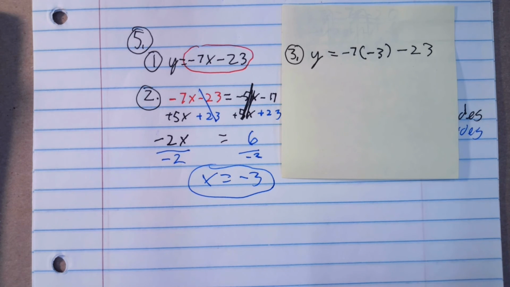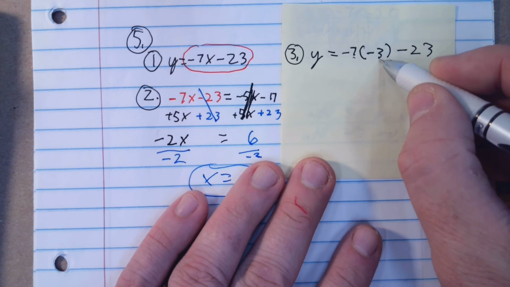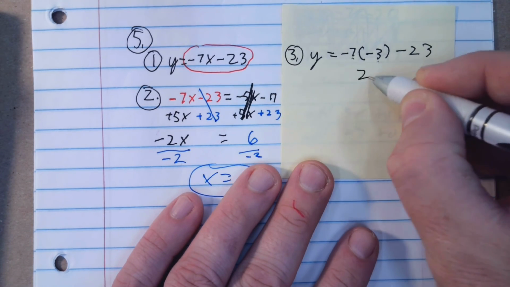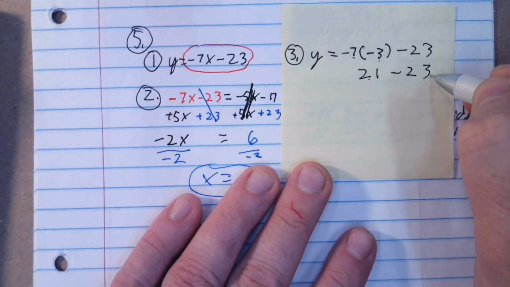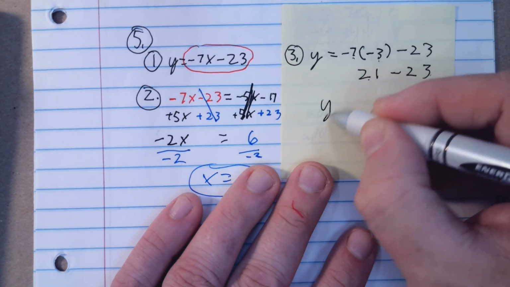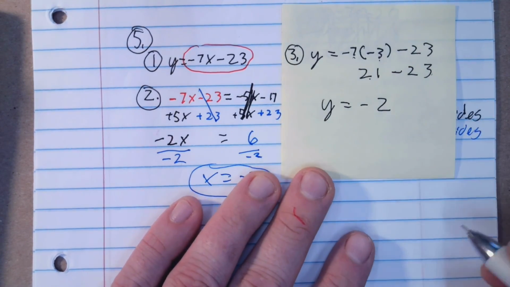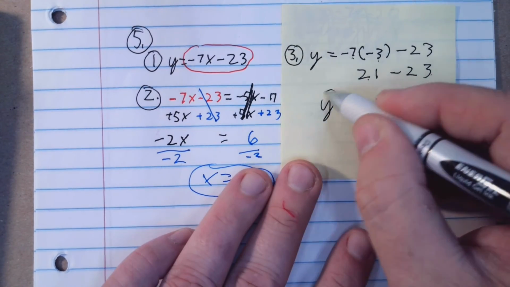You don't have to use a calculator, but you can. Okay, I'm going to do one manually in case you don't have a calculator. Negative 7 times negative 3 is 21. 21 minus 23 is... So either way you do it, you're going to get the right answer.